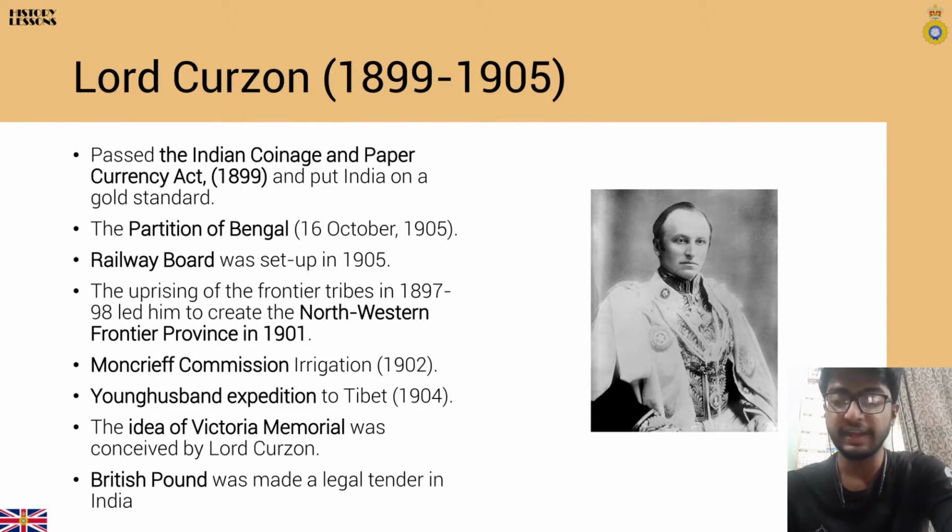He passed the Indian Coinage and Paper Currency Act in 1899 and put India on a gold standard. The Moncrieff Commission on Irrigation was set up in 1902. The idea of the Victoria Memorial was conceived by Lord Curzon. British pound was made legal tender in India during his reign.